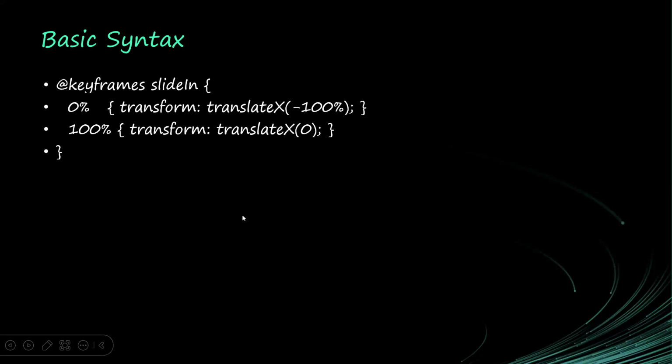What we are saying here is that when this sliding keyframe transition is at 0%, perform this property on this element: transform, make it translateX minus 100%. So it's going to slide in. And when it is at 100%, let the translateX be 0.